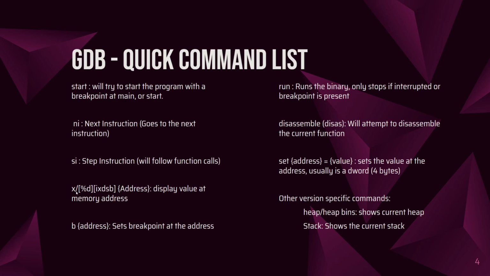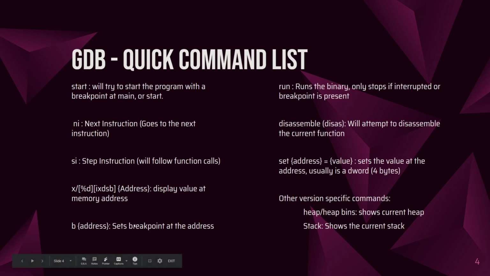X, forward slash, any kind of number, and then one of these parameters, and then the address, displays the value at that memory address. So X for dumping the memory, D for decimal, B for binary, maybe bytes, I'm not really sure. S for strings. I have no idea what I does, never used it. I usually just use X and S. Maybe sometimes D, B, and then the address.